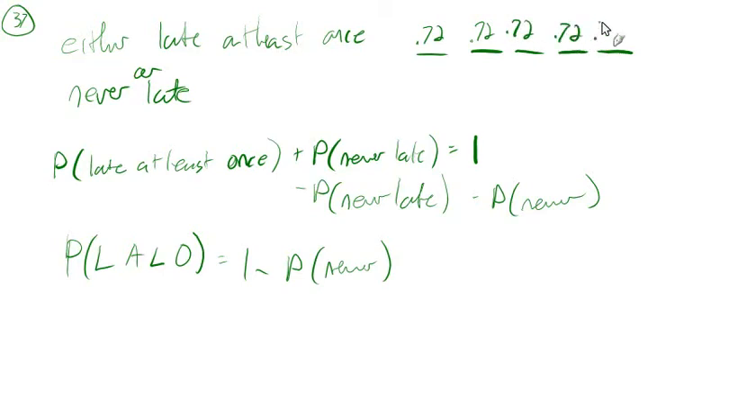Okay. So 72% of the time it will be on time. So 72% of 72% of 72% of 72% of 72% of the time it'll be on time every day of the week. Okay? So what is that? Just pull up the calculator.